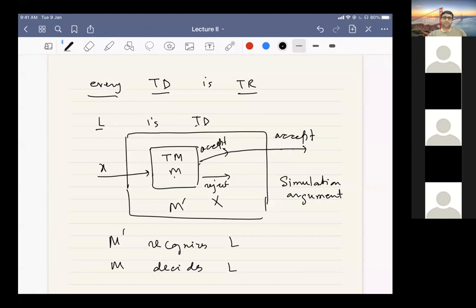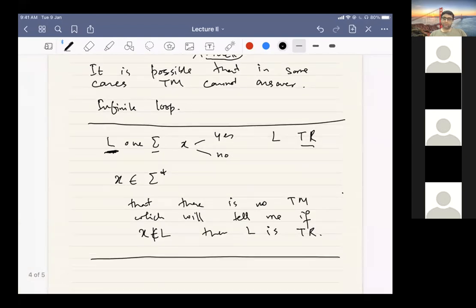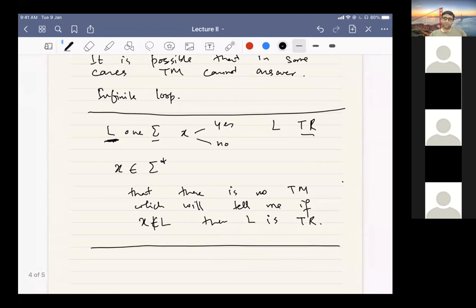Yes, sir. Sir, I have a question about your previous example. Sir, which one is the example? The one that you just did before this one. Okay. Yes. Sir, if there exists no Turing machine, then how is the language Turing recognizable?